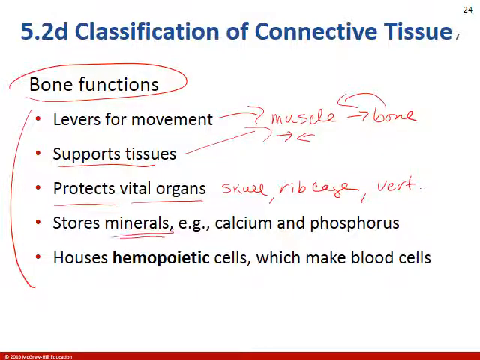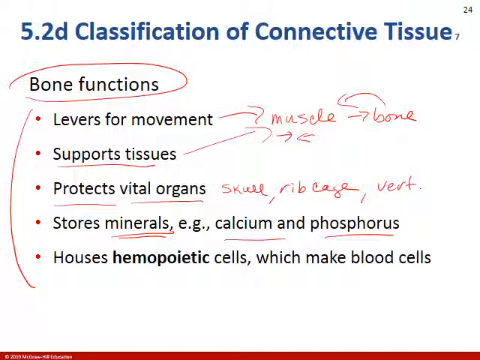I've talked a little bit about the minerals that are stored in bones, the calcium and the phosphorus or the hydroxyapatite. This is what makes bones strong, but it's also a storage tank. So if we needed calcium for something, which you'll find out later we need for lots of things, we could take it out of our bones.